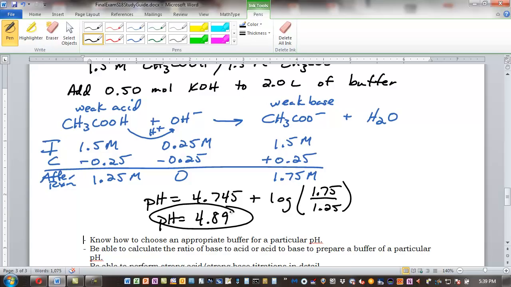About what you expect? Yeah, we added strong base. The buffer should resist change in pH, so it shouldn't change too much. We went from 4.74 up to 4.89. pH increased. Kelly?